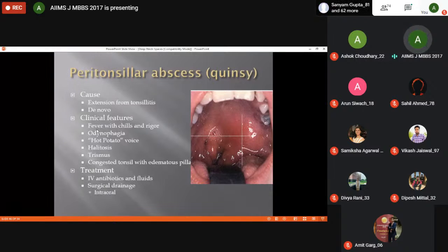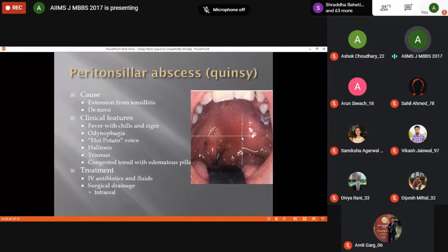Clinical features are fever with chills and rigors, odynophagia, hot potato voice, halitosis, trismus, and a congested tonsil with edematous pillar. So treatment is by IV antibiotics and fluid. Surgical drainage is needed. We need to put a needle and aspirate it, or we need to make an incision and drain the abscess.